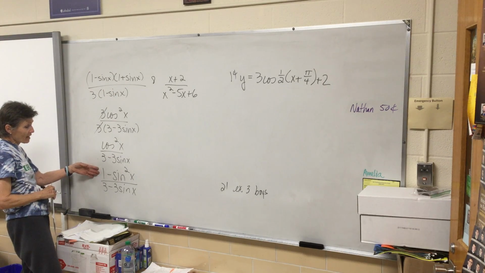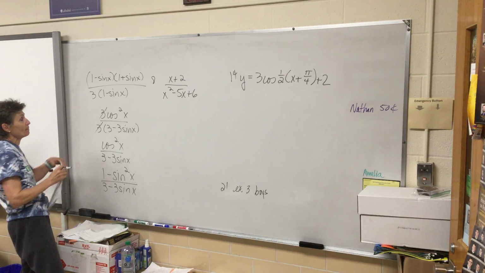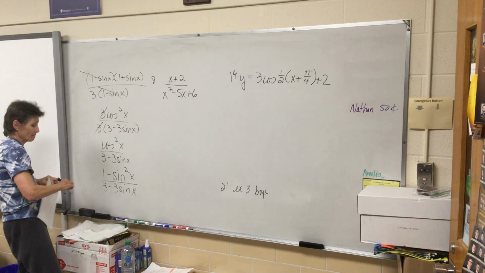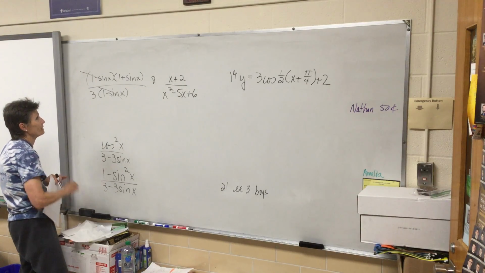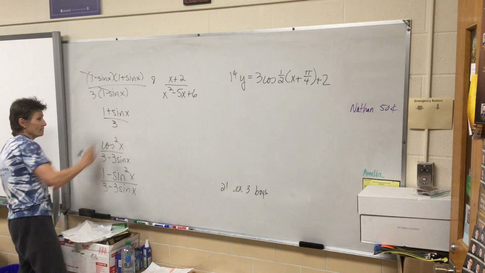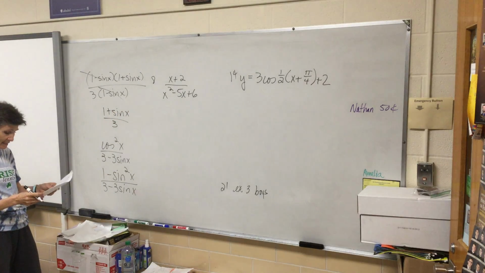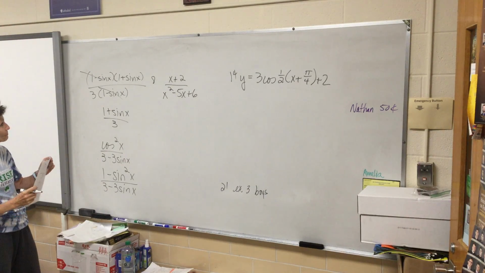So if I factor the top as the difference of squares, pull a 3 out of the bottom, look what happens. And then I can see that my answer is 1 plus sine over 3. So that is what you should end up with on that problem.